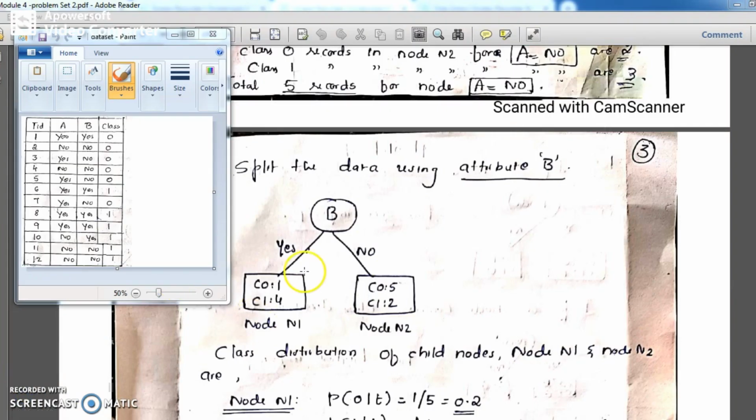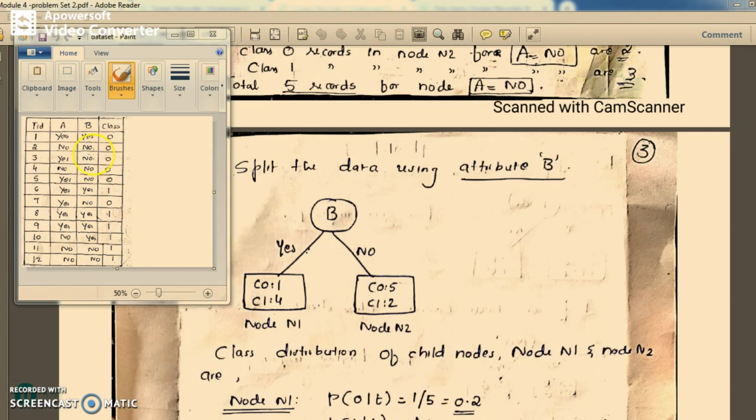Okay. So here, as I already said, B is equal to no. Just concentrate on attribute B. That is, we have no records. How many records do we have in total? 1, 2, 3, 4, 5, 6, 7. Total 7 records we have. That is, B is equal to no. Total 7 records we have.